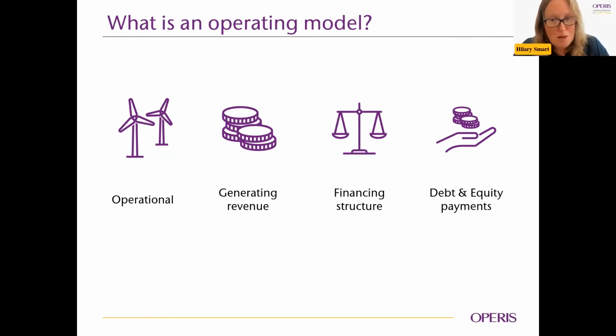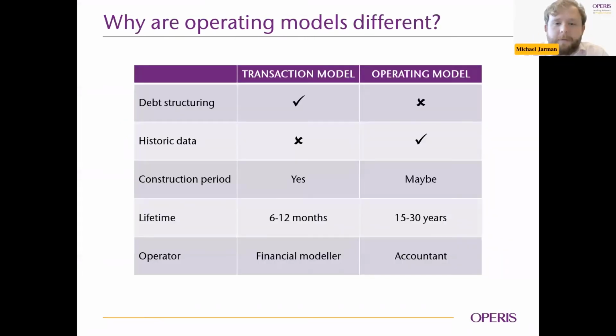One of the key outputs of the operating model will be metrics showing the planned payments are affordable for the asset. It might also go by another name. I've had it called, for example, a monitoring model, or there may be other names, but it's the model for doing that. Because of when and how they're used, operating models are very different to transaction models.